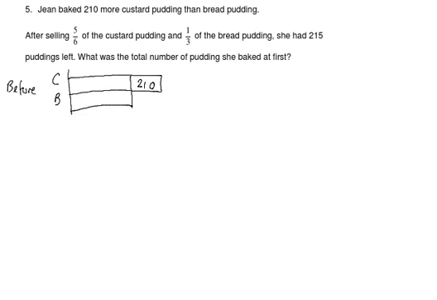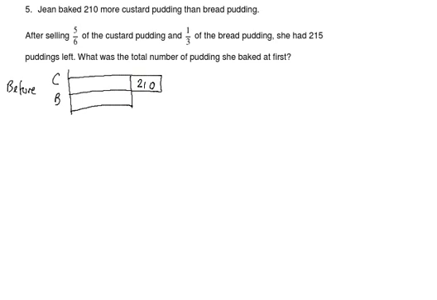I want to sell away 5/6. Now, you look at this part of the custard pudding model. I need to cut this into 6 parts, right? But I have this 210. So it gets a little bit tricky when it comes to cutting. Please let me continue first.